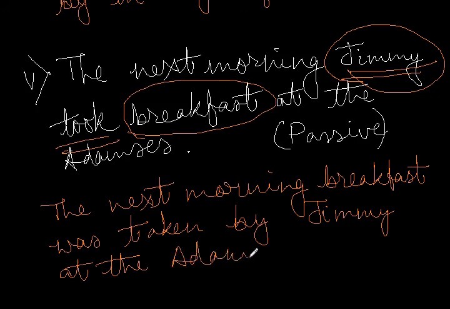Now see, the subject, which is breakfast, of course doesn't do anything. Something is done to it, that is, breakfast is taken by Jimmy. So again this sentence is now in passive voice. This is how we are going to change sentences from active to passive and passive to active.